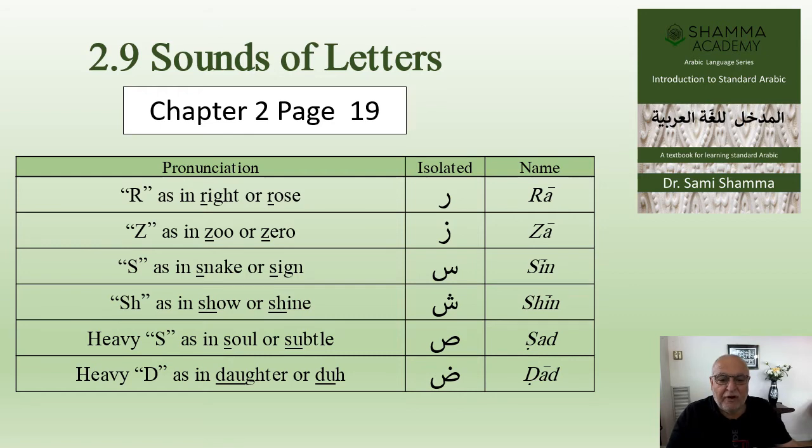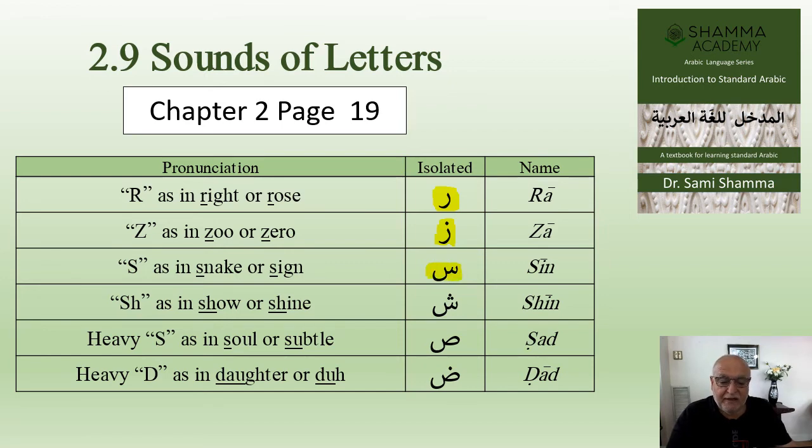The first one is the ra, as in Romeo, rose, right. In Arabic, you can either roll your R's or not roll your R's. Both cases are acceptable. You can say rose and you can say rose. Both of them are valid in the Arabic language. The next letter is the Z, as in Zorro, zebra, zero. The next letter also exists in English. It's the letter S, as in snake, sign, Sammy, sun, and so forth.